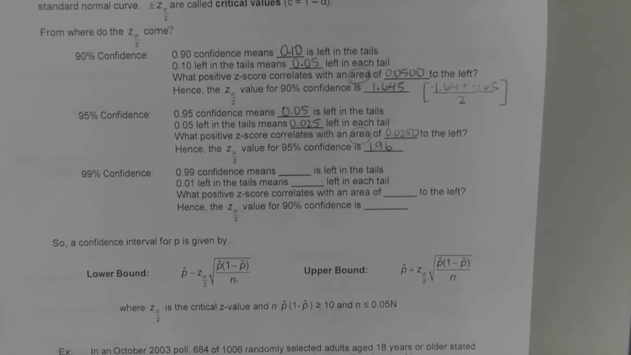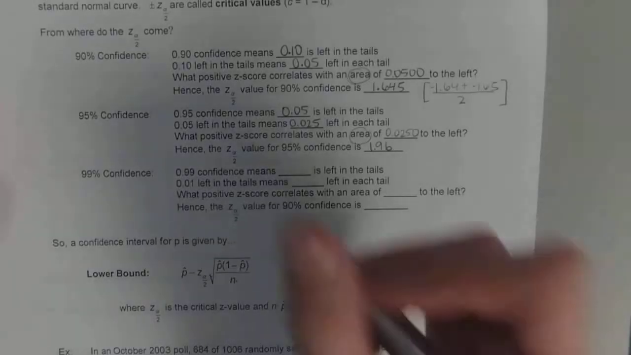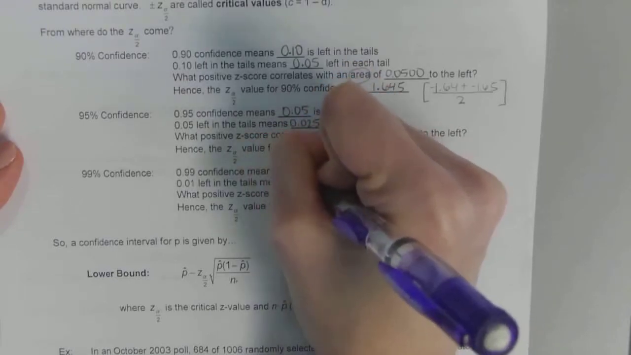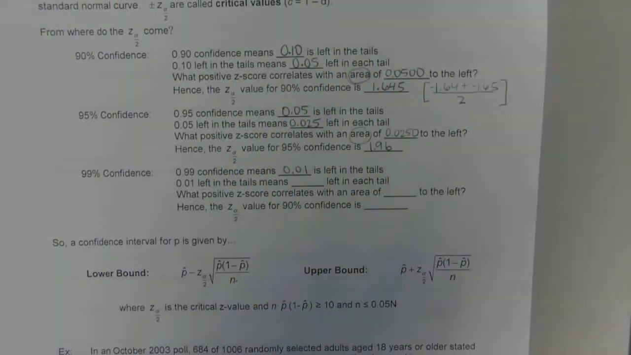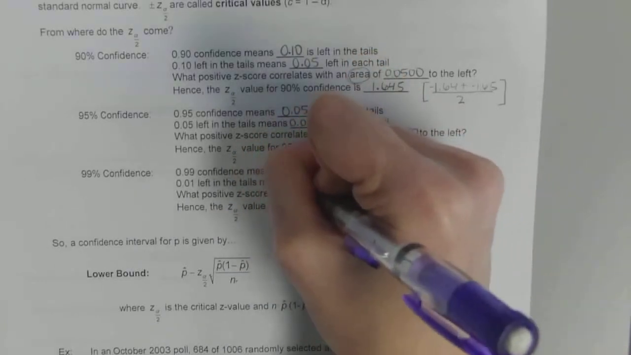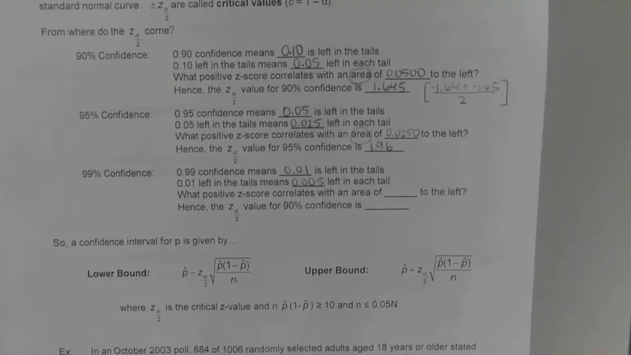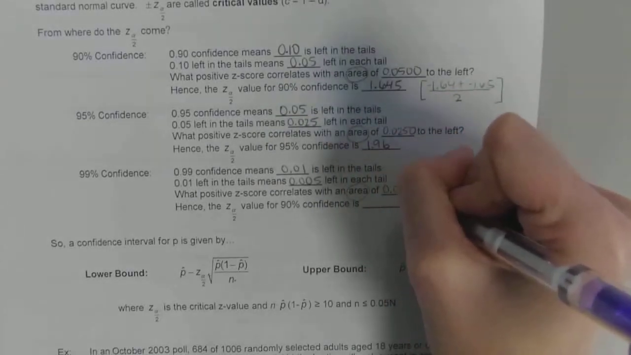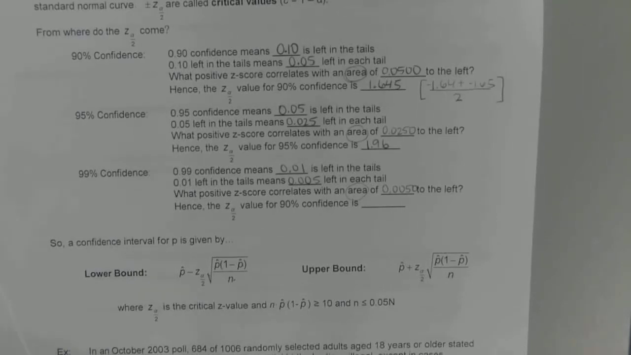All right. 99% confidence means how much is in the tails? 0.01. And this one just starts getting awkward just because the numbers are small. It's not that we can't do it, but the numbers just get really tiny. So if there's 0.01 left in the tails, how many is left in one tail? 0.005. Which means that corresponds to an area of 0.0050, right? Again, I'm just writing that same exact number, but in 4 decimals.